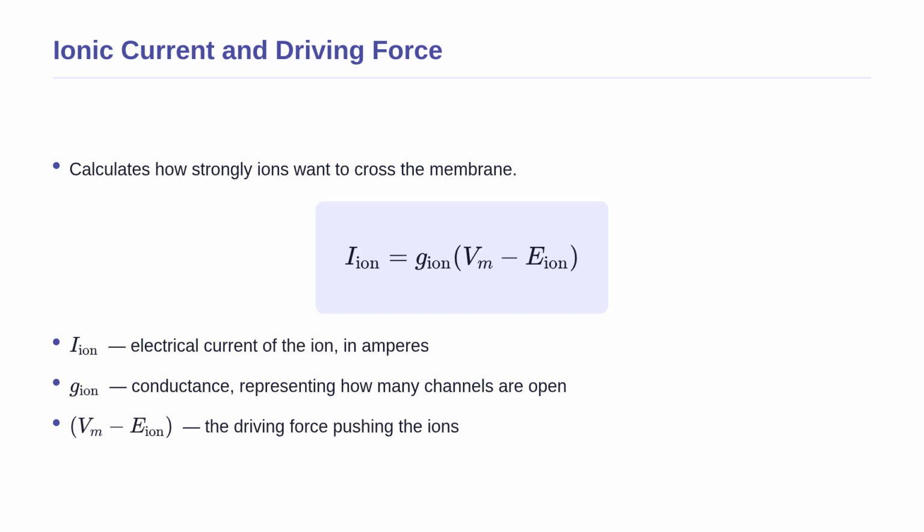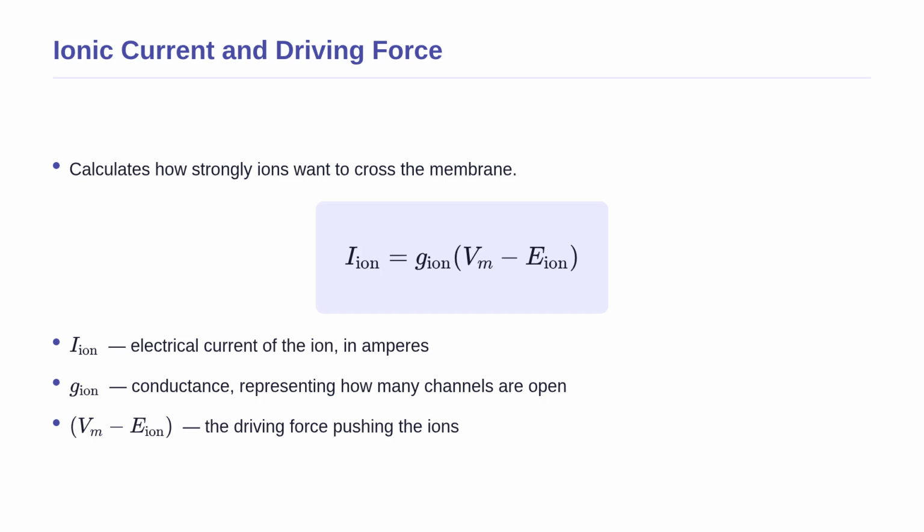I-ion represents the electrical current of the ion flowing across the membrane, measured in amperes. The symbol G-ion stands for the conductance, which simply means how many channels are open for that ion to pass through. Finally, the part in the parentheses, Vm minus E-ion, is the driving force. Vm is the actual membrane voltage, and E-ion is the equilibrium potential.